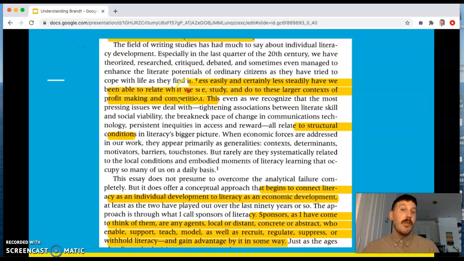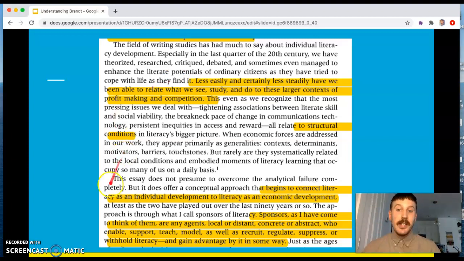In the middle of this paragraph, we start to see where she's kind of cleaving a way forward for her to introduce a new idea. "Less easily and certainly less steadily have we been able to relate what we see, study, and do to these larger contexts of profit-making and competition." So we already see that Brandt wants to situate literacy in relationship to profit-making or economic forces and competition. This is a connection she wants to draw.